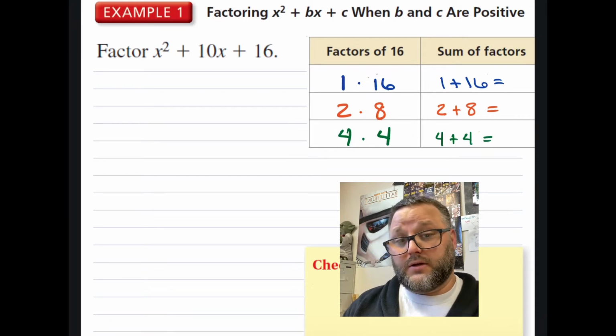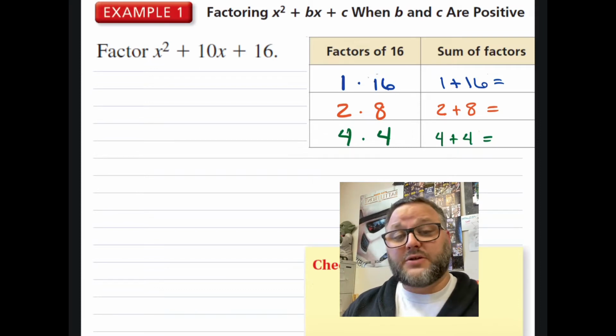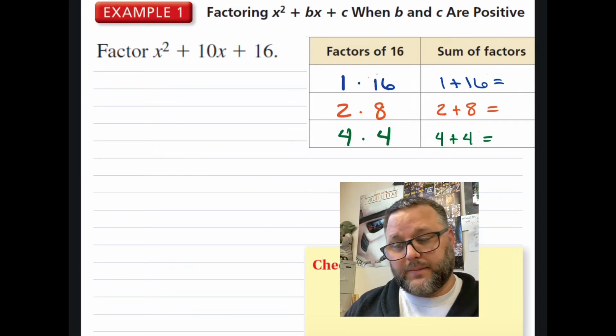What we're looking to do is turn this function, x squared plus 10x plus 16, into a polynomial. By turning it into a polynomial, we can work with things like finding the x-intercepts and a few other things. So let's get to it.